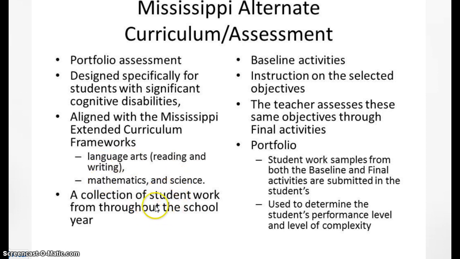We do a collection of student work throughout the year. We do baseline activities, and what a baseline is that's where we start. So at the beginning of the year, we identify the skills that we want to measure, and we measure them at the point where the child is at the beginning of the year. And then we instruct them on those objectives, and we assess these objectives through final activities. And the portfolio is based on information from the baseline and the final activity. And then this is used to determine the child's performance level and the level of complexity within that performance level.